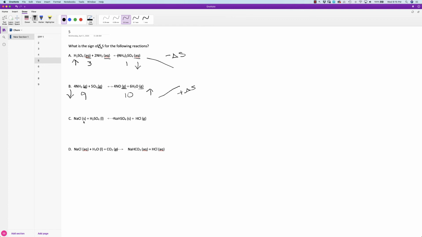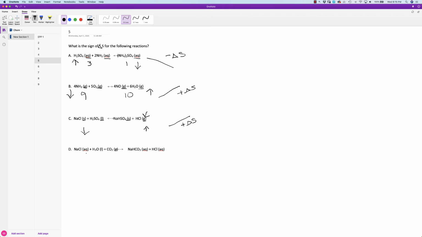In C, we have a solid, a liquid, a solid, and a gas. You don't even need to worry about the solid or the liquids. Just because this side has a gas on it, this side is going to be more chaotic. So you're going from relatively low state of entropy to a higher state. That's uphill, so your entropy is going to be positive.